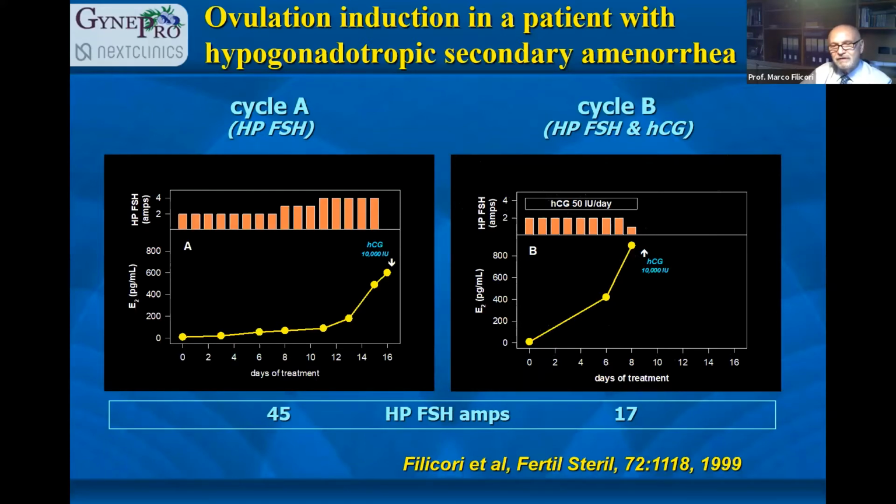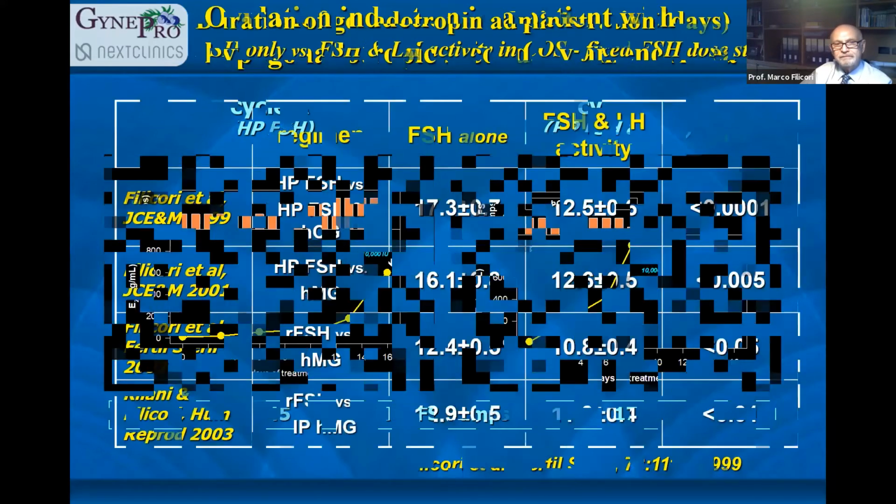And as you can see, the stimulation proceeded much faster. The patient achieved good levels of estrogens comparable to the menstrual cycle within 8 days. And the amount of FSH we ended up using was far reduced, almost a third, because in the first cycle we used 45 ampoules of highly purified FSH. In the second cycle, only 17. So adding LH activity in these patients is highly efficient.